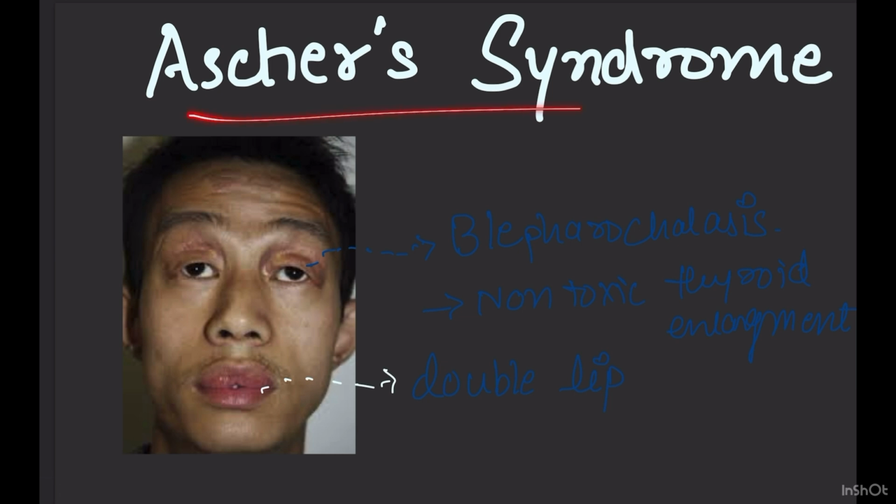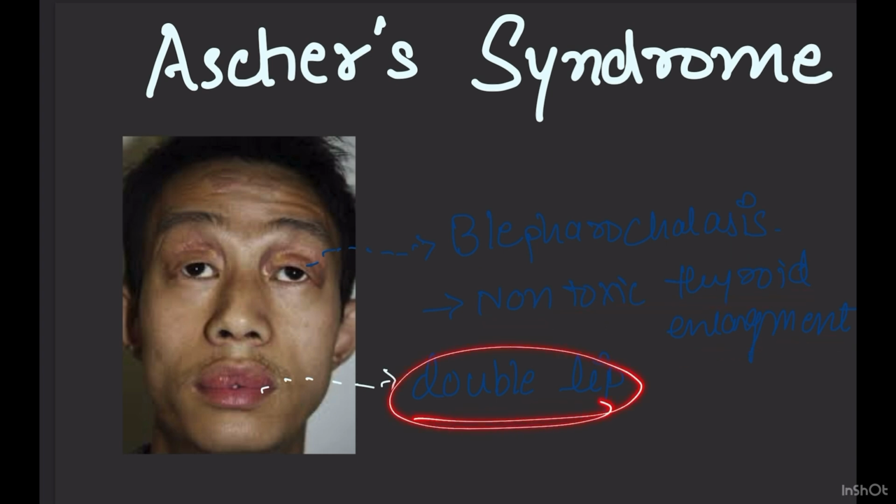Next is Usher's syndrome. Usher's syndrome has blepharochalasis, non-toxic thyroid enlargement and double lip. The characteristic is double lip. You can see here, double lip is seen. Blepharochalasis and non-toxic thyroid enlargement. So, what is blepharochalasis? Blepharochalasis means edema of the upper eyelid. As you can see here, edema is seen on the upper eyelid. This is a characteristic and this is also the characteristic, very important one which you have to remember.